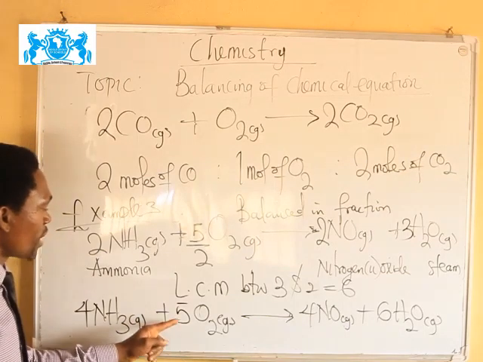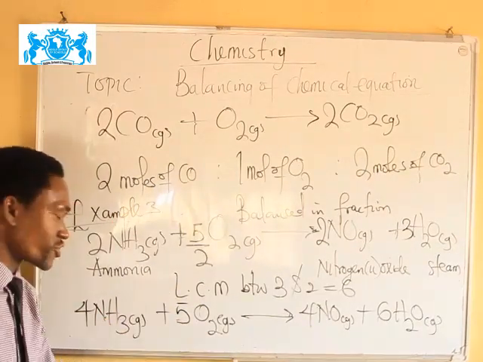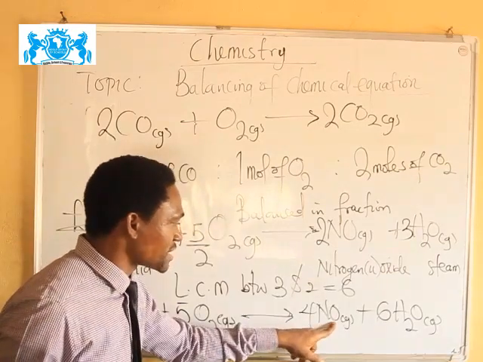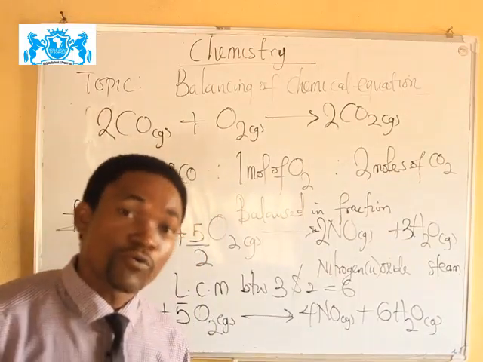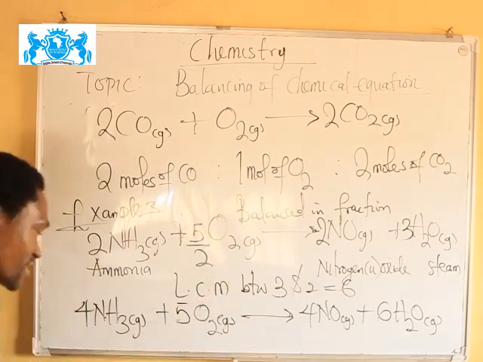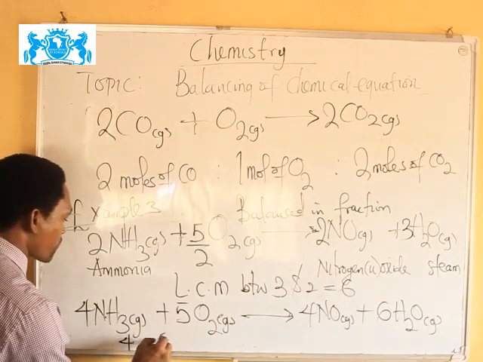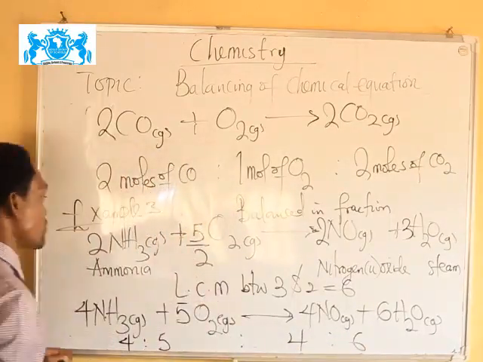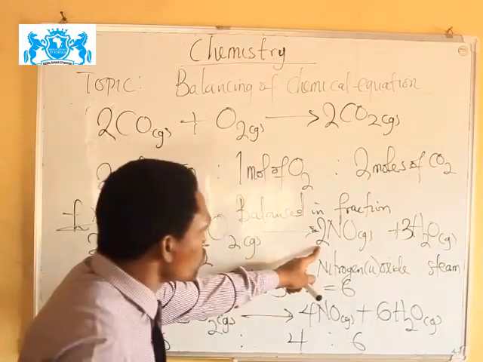Then the oxygen, we have a total of, on the reactant side, 5 times 2, which is 10 atoms of oxygen. Then on the product side, we have 4 oxygen atoms plus 6 oxygen atoms, which makes a total of what? 10. Following and obeying the law of conservation of mass. In this reaction, we can say the ratio of this combination is 4 is to 5 is to 4 is to what? 6. Just like this one is 2 is to 5 over 2 is to 2 is to 3.